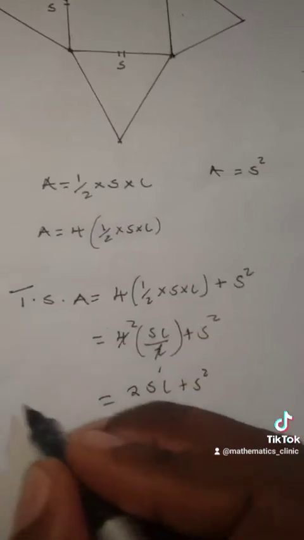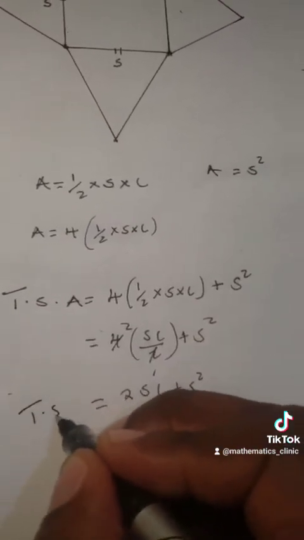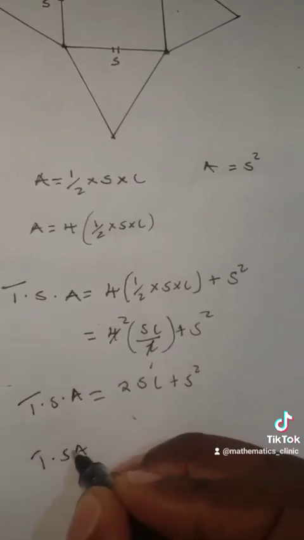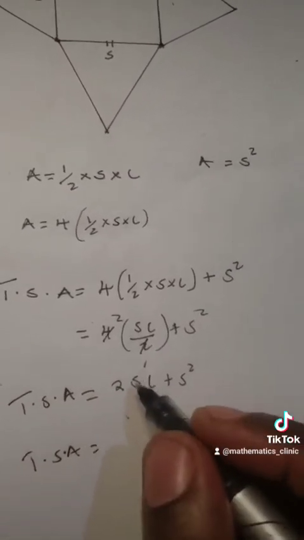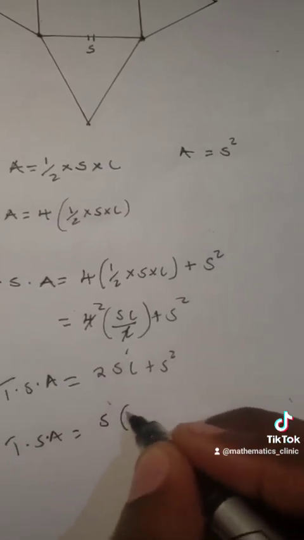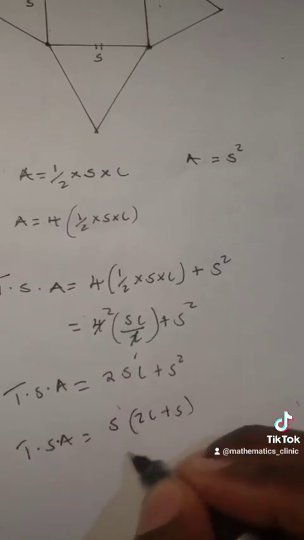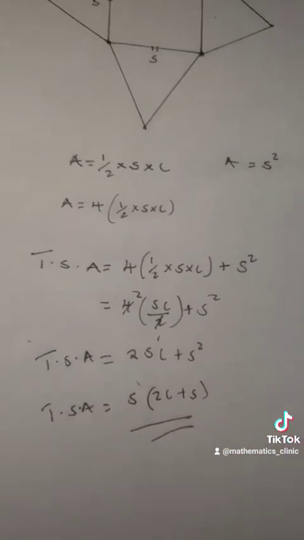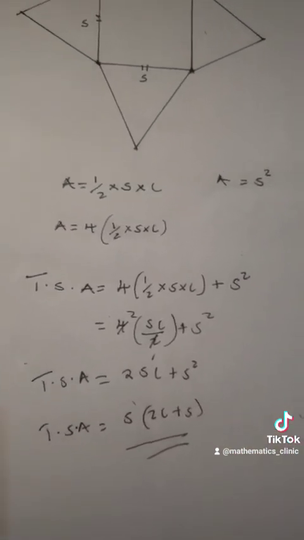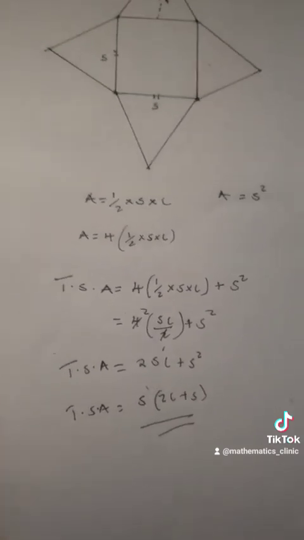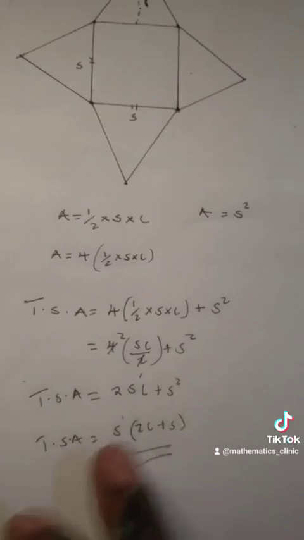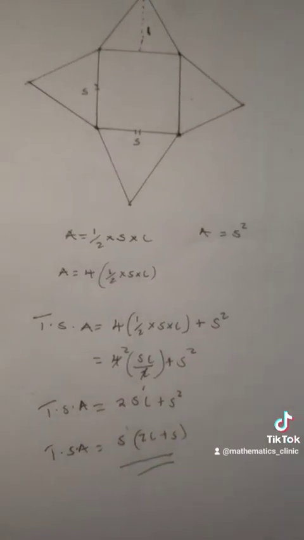Now we are still looking at the total surface area formula. The total surface area is equal to, we can factor out S, because S is common, so S open bracket 2L plus S. This is the formula that you use when you are finding the total surface area of a pyramid that has a square base. So quickly, let's look at the question from the papers and see if we can answer it now that we know the formula for the pyramid.